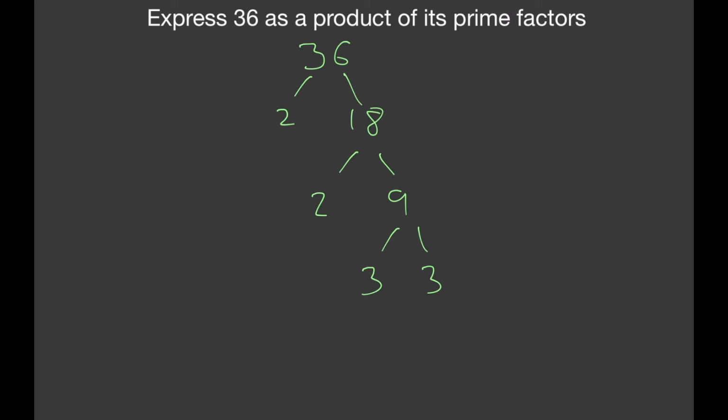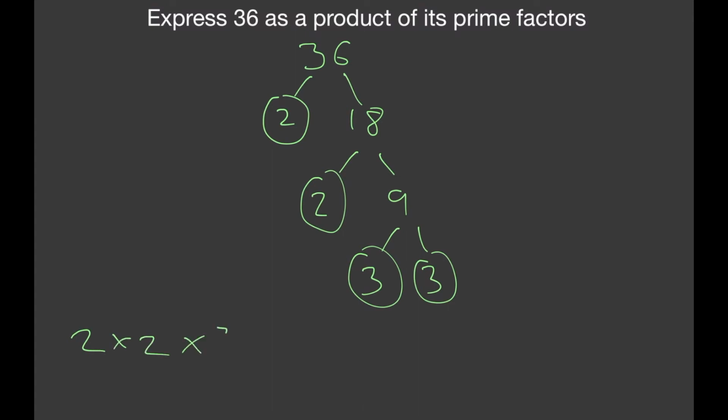So what I'll do now is circle all of my prime numbers, and I'm going to multiply all of these together. So 2 multiplied by 2, multiplied by 3, multiplied by 3. And when I actually do this calculation, this will give me 36. So therefore, what we've just done is we've actually expressed 36 as a product, because we've multiplied them, as a product of its prime factors.